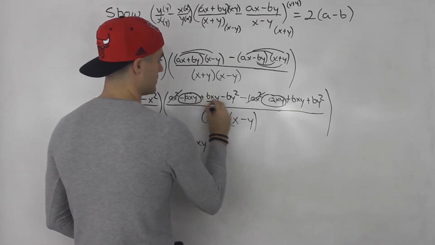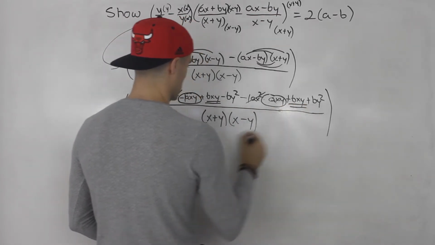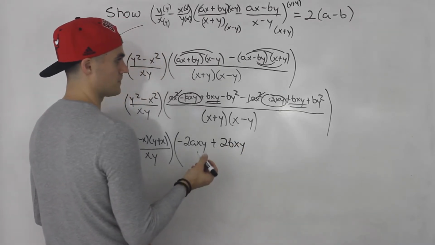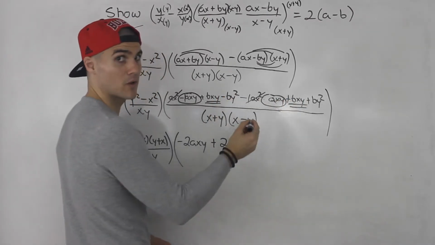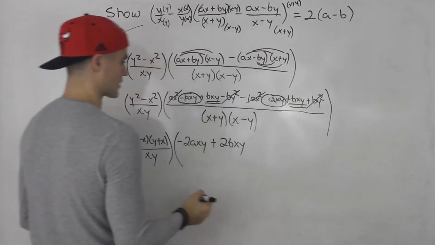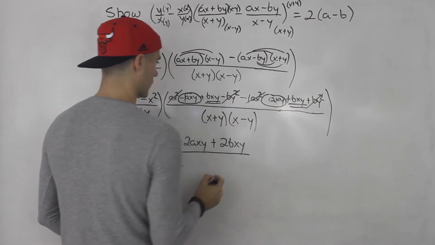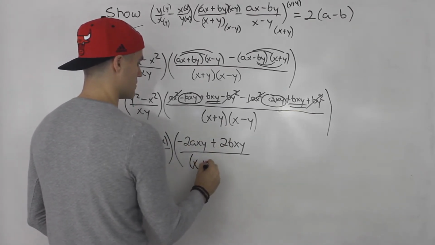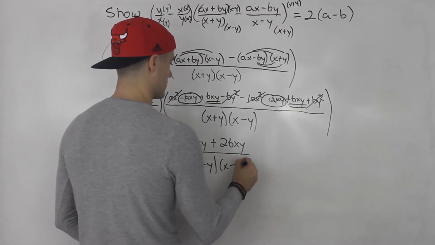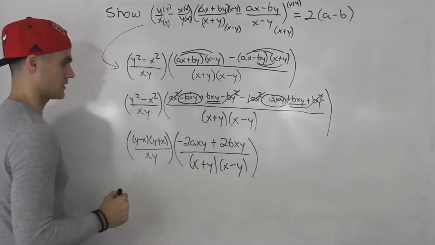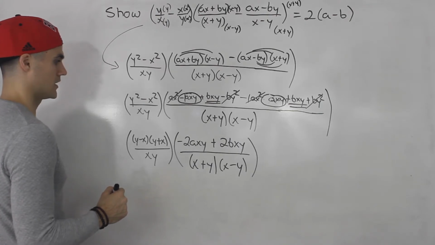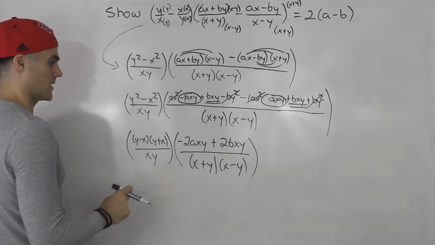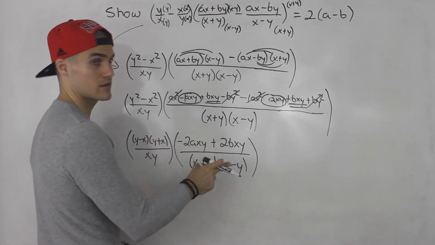And then we got bxy plus bxy. Those are like terms as well. So that would be 2. And then negative by squared plus by squared, those cancel out. Those are gone. So we're left with this all over x plus y, x minus y. And stuff is looking a lot better now. So now you're multiplying single fractions. You're multiplying one rational expression by the other.